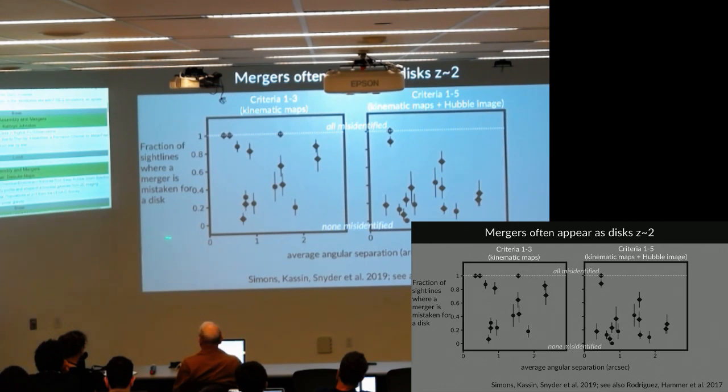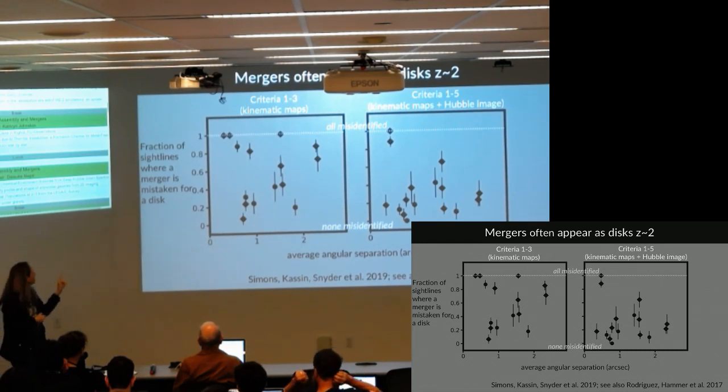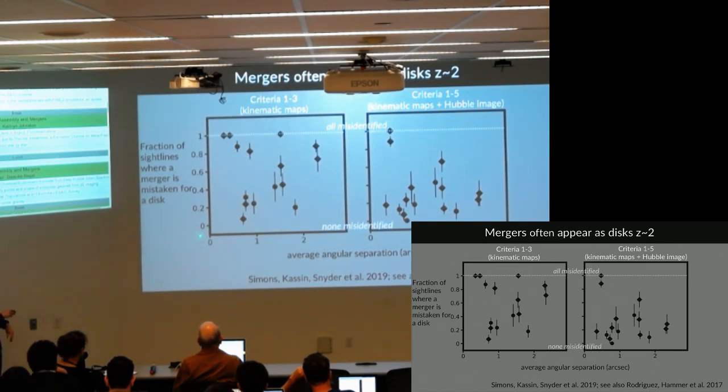So this is the fraction of sightlines. In a given simulation, we have 18 sightlines all around. There are 15 of them. This is the fraction of sightlines where we're thinking a merger is a disk versus the angular separation of the merger. So a fraction of 0, we're good. We're thinking mergers are mergers. A fraction of 1, no, we're misidentifying all the mergers as disks. Using criteria 1 through 3, which rely only on the kinematic maps, you can see this fraction is all over the place. This is not ideal.